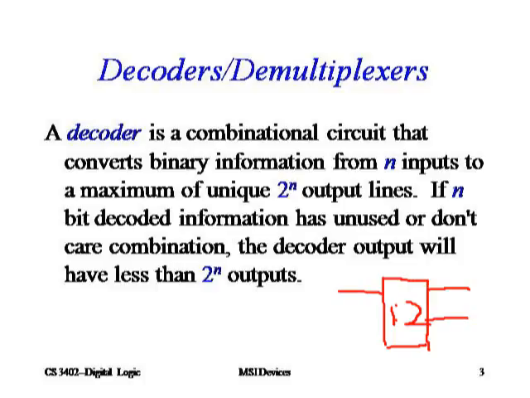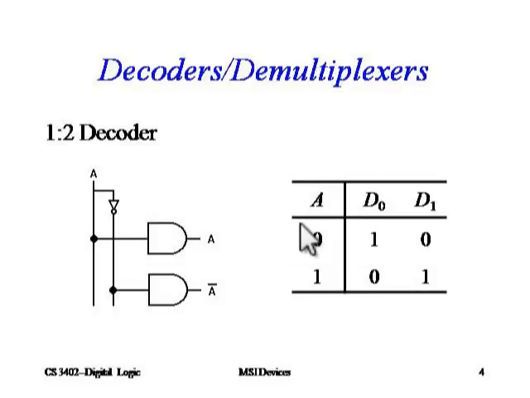Fine. So, this is the truth table of the 1 to 2 decoder. Here we are having, as explained, input n equals to 1, so the output is 2 raised to n, that is 2 raised to 1, so 2. Whenever A is 0, we get D0 as 1. Whenever A is 1, we get D1 as 1.